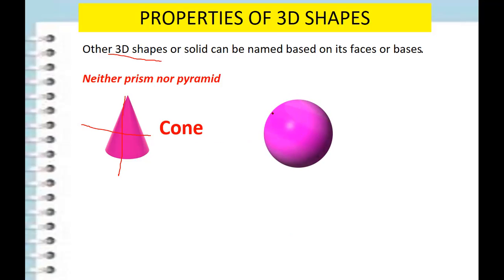Nothing, because it's infinite. It's only one curved face, the sphere. So that's why it's neither prism nor pyramid. There's no rectangle, and no triangle.